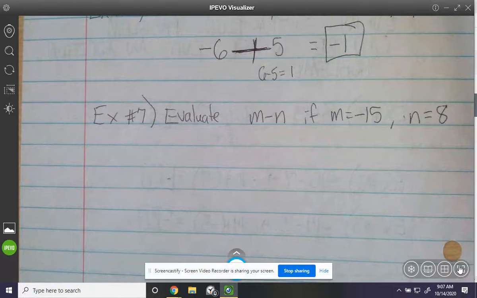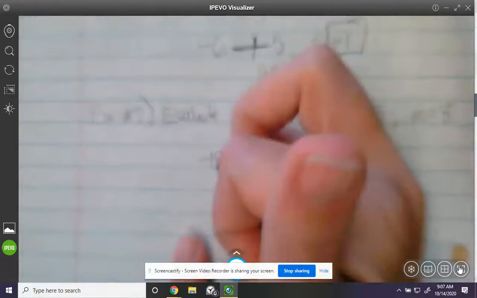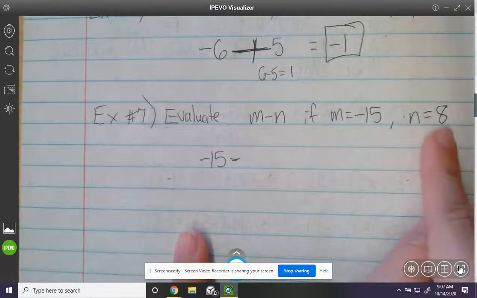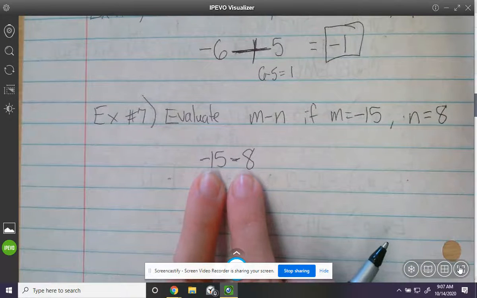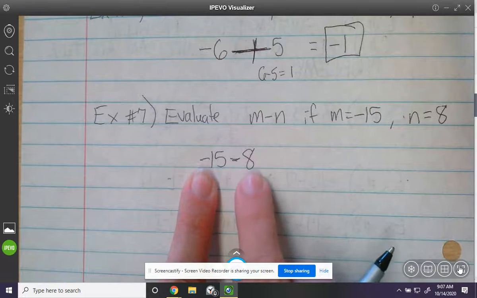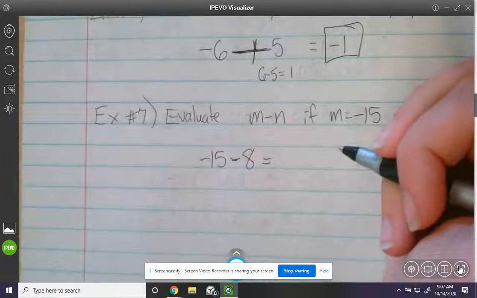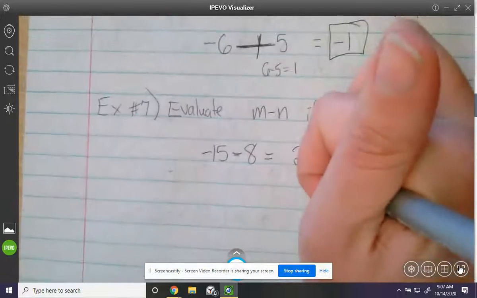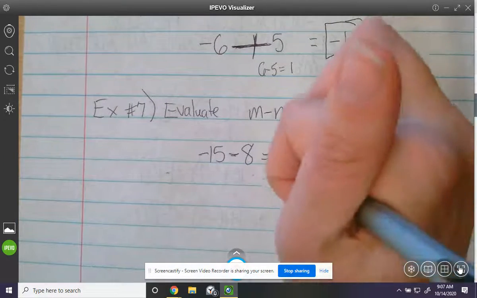All right, so I'm just plugging them in. So m is negative 15. Drop down that minus sign. N is 8. Same signs or different signs? Same signs, because that's a negative. Subtraction sign is the same thing as a negative. That's a negative. So I'm really just going to add those. 15 plus 8 is 23. And then I have to keep my sign. If they're both negative, 23's got to be negative too.